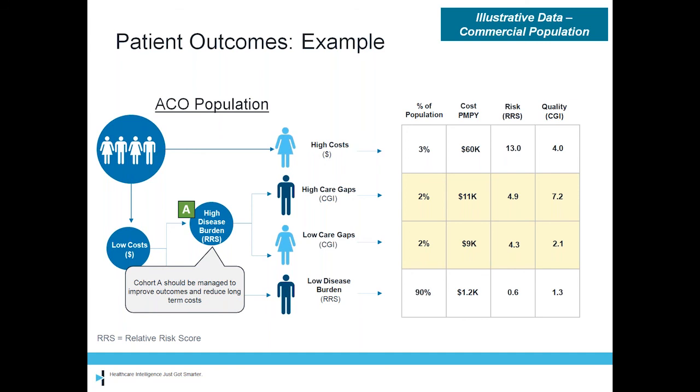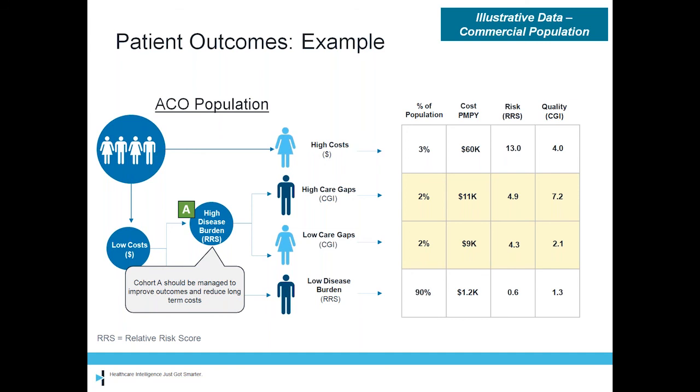The next are high care gaps. These are individuals who definitely have a high risk score. 4.9 is something that we look at. $11,000 per year. That's relatively high. What I've seen is the top 5% of claimants is around $20,000 to $25,000 a year.